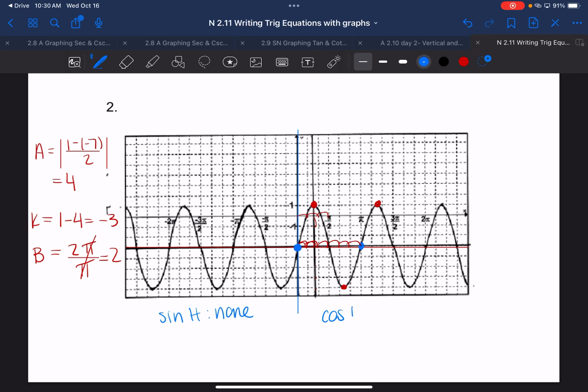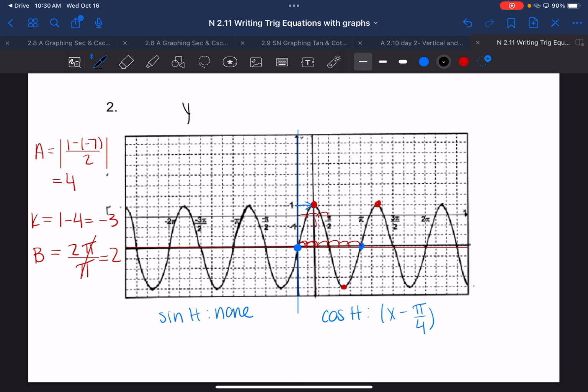Okay, but for cosine's h, it should also be on this line, but it's over here, right? So how far does it look like that one moved over? Pi fourths, right? Because it's 1.5 spaces over, okay? And it moved to the right, so I'll put x minus pi fourths. Very good. Okay, so now we have everything we need to write our equations.